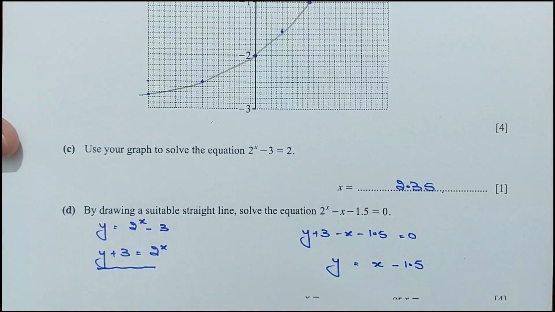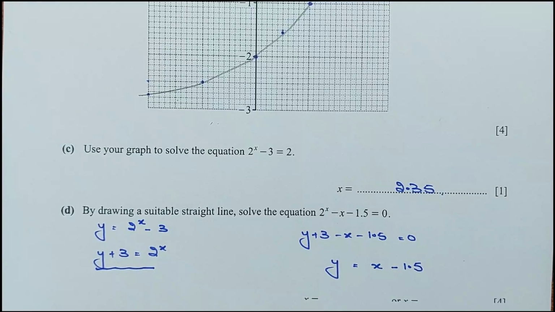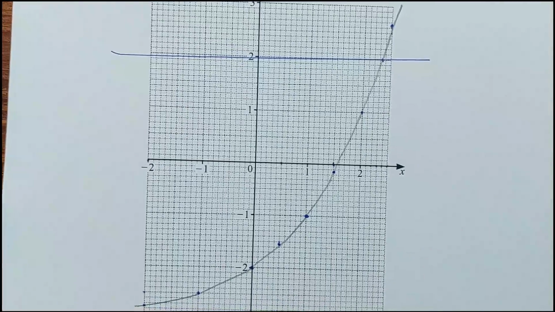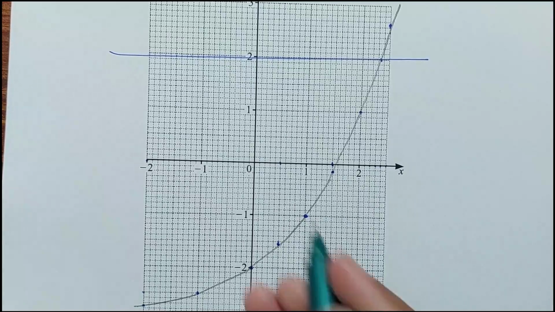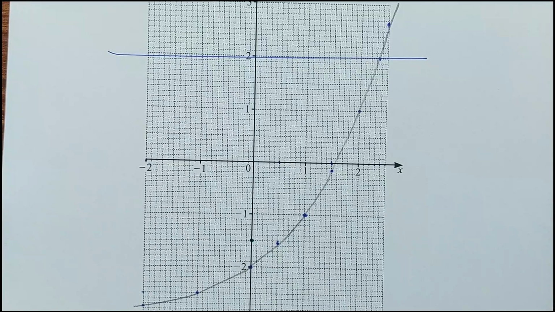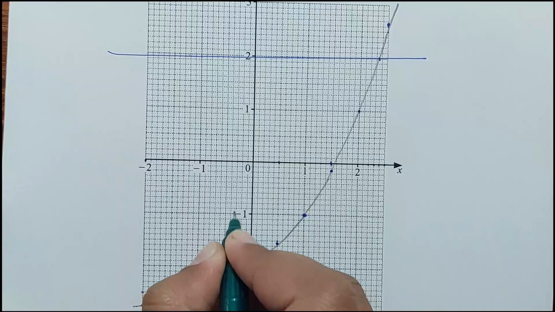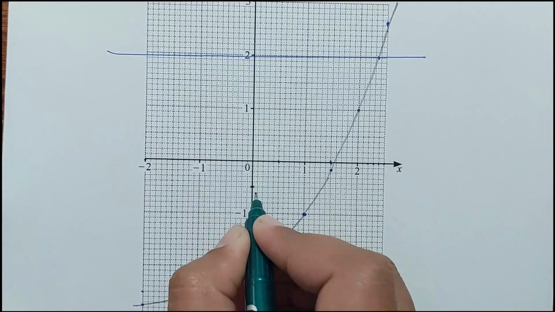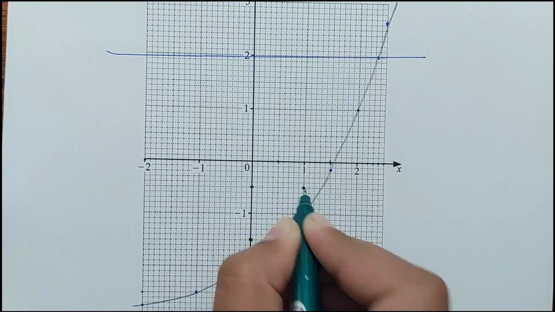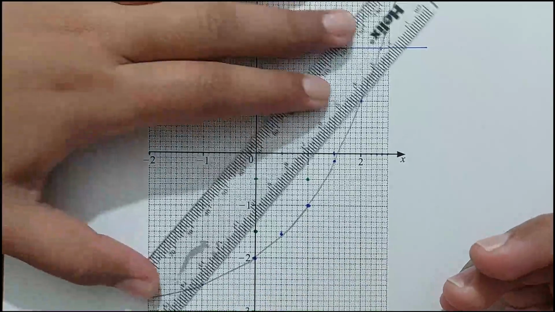So this is a line y equals mx plus c. The slope is 1 and the y-intercept is minus 1.5. Okay, this is the y-intercept, minus 1.5, and the slope is 1. Rise over run. The rise is 1 unit, and the run is also 1 unit over here. Right. Let me draw the straight line here.